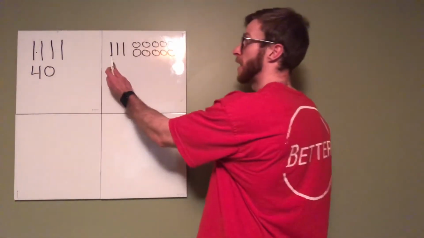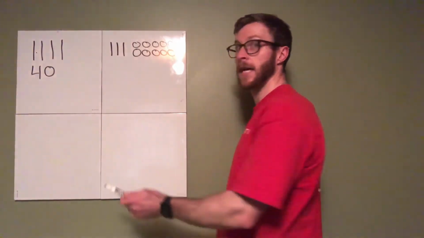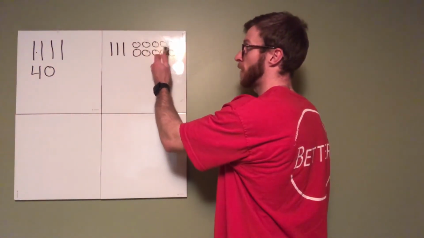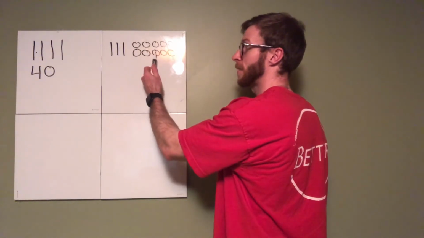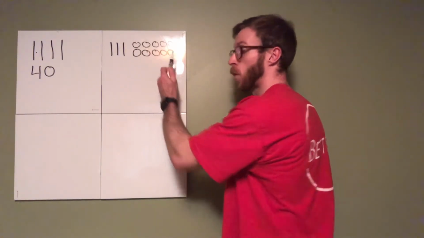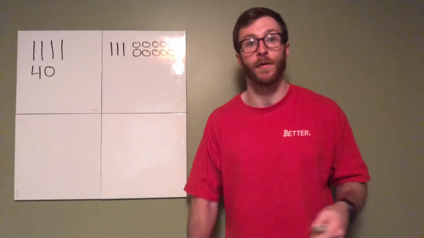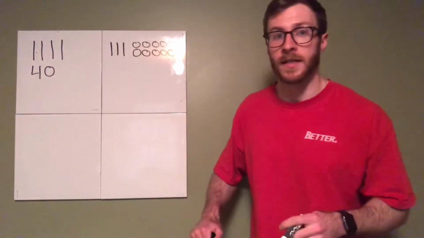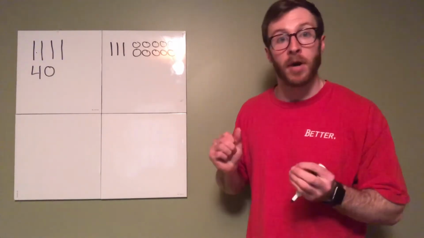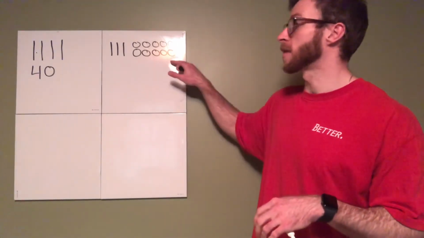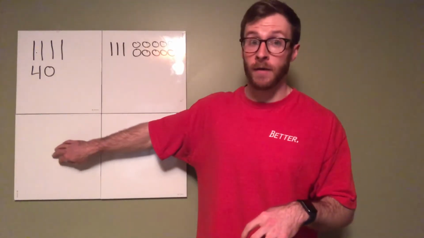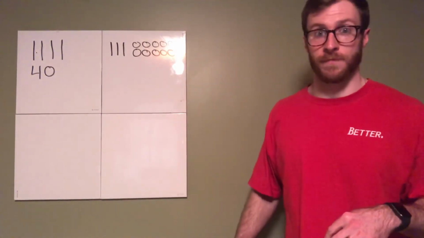So if I count by 10s, 10, 20, 30, and then I count by 1s, 31, 32, 33, 34, 35, 36, 37, 38, 39, 40. We still have 40. Just another way of showing it. I got rid of one of the 10s, and it's like I almost broke it apart and put the separate pieces over here. So I'm going to show you another way of showing the number 40. All right?